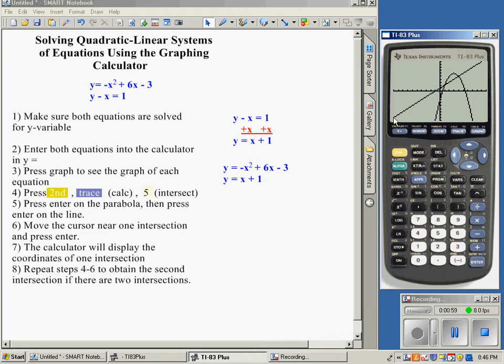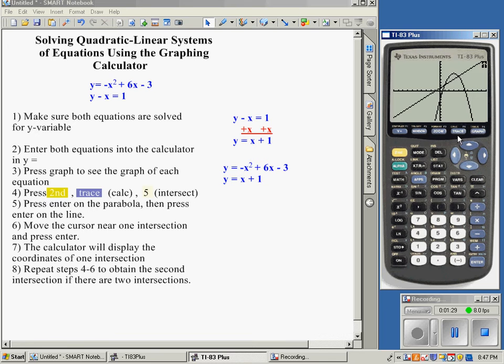You'll notice we have a linear equation, that's y equals x plus 1, and a parabolic equation, that's the quadratic, y equals negative x squared plus 6x minus 3. You'll also notice that these two graphs intersect at 2 points, so we should be finding two solutions to this system of equations. Now that we have both graphs drawn, we can look for the intersections. We do this by following the keys outlined in step 4.